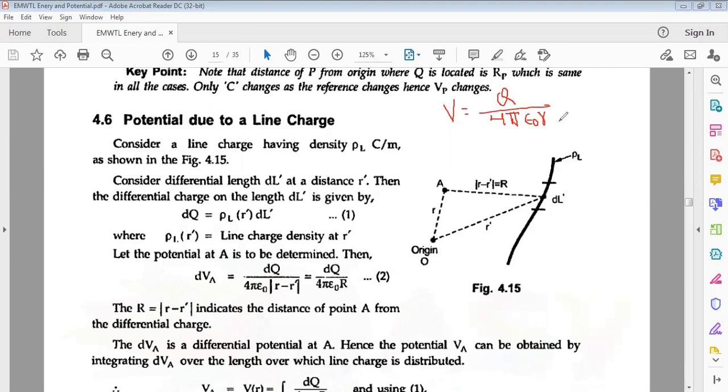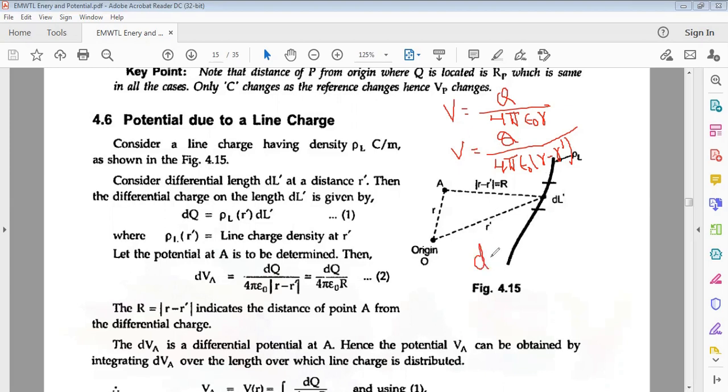Okay, and if there is another charge also, then V is equal to Q by 4 pi epsilon naught into R minus R dash, from the origin to the point A. If several charges are there, that is a sum over i equal to 1 to M, of Qi by R minus Ri. Okay. Now the differential voltage.